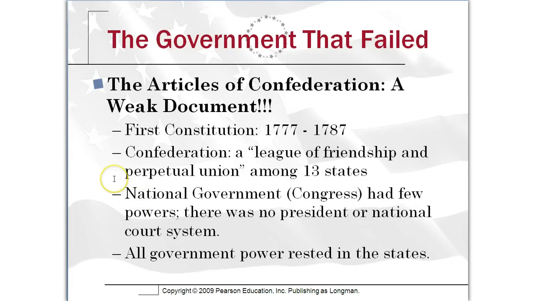So we're not going to go into the events of the revolution because you learned that in history class and you won't be tested on it. But what we need to know is that after the revolution, we had a new constitution called the Articles of Confederation.